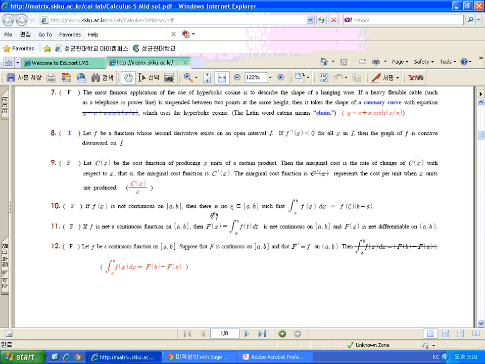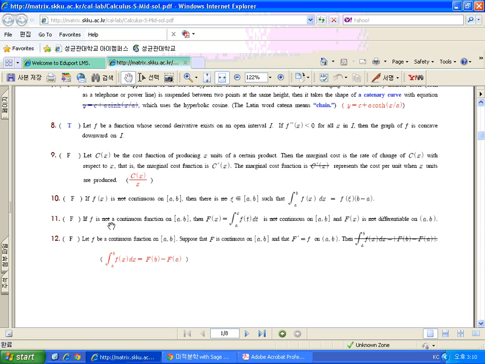Okay, and here, if f of x is continuous on the interval, then there exists a psi such that the integral from a to b of f of x dx is equal to f of psi times b minus a. That's the one theorem. And the 11th one was if f is a continuous function on AB, then capital F of x is equal to the integral of f of t dt from a to x is continuous on AB, and the capital F of x is differentiable. That's the right statement.